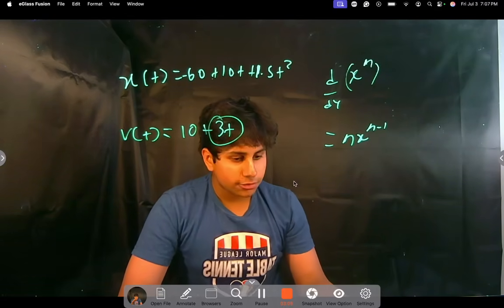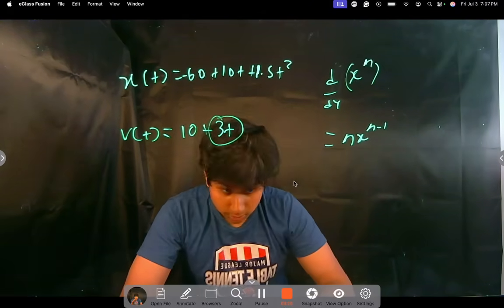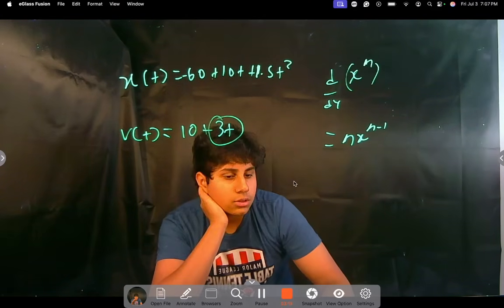That's how you can convert between graphs, kind of intersecting what we know about calculus and physics. And yeah, that's it.